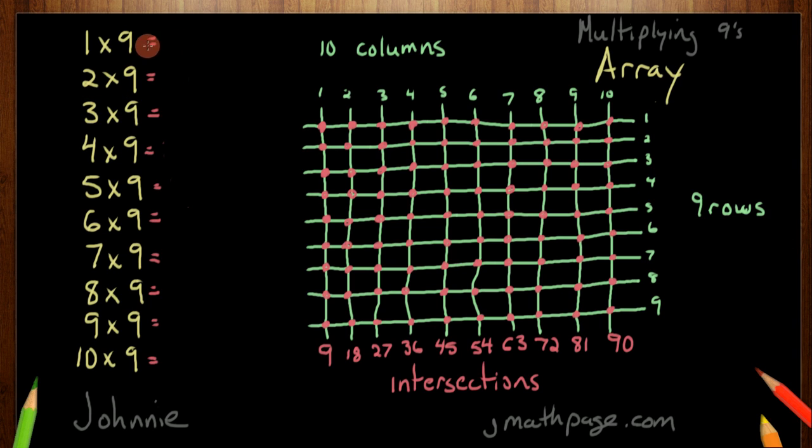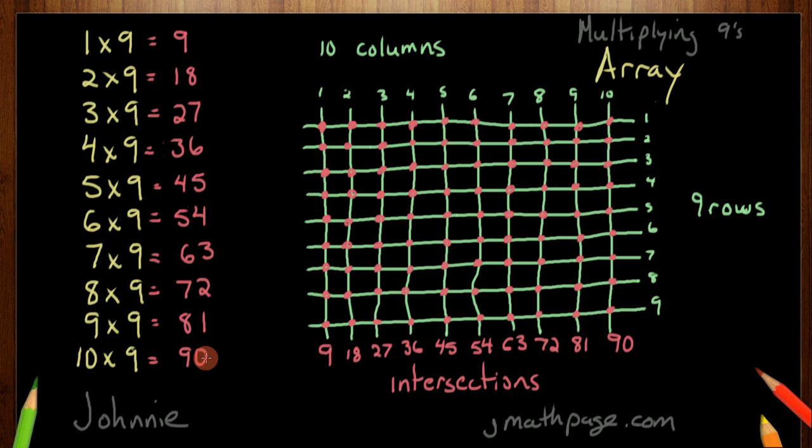Let's write them out so we can remember. 1 times 9 equals 9. 2 times 9 equals 18. 3 times 9 equals 27. 4 times 9 equals 36. 5 times 9 equals 45. 6 times 9 equals 54. 7 times 9 equals 63. 8 times 9 equals 72. 9 times 9 equals 81. And 10 times 9 equals 90.